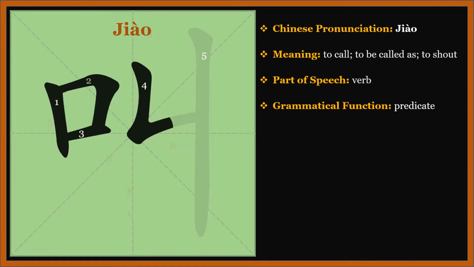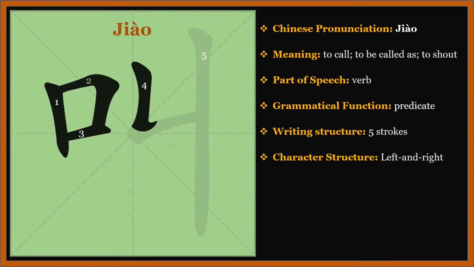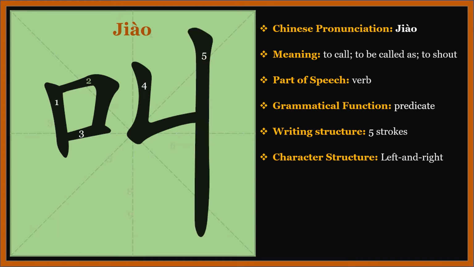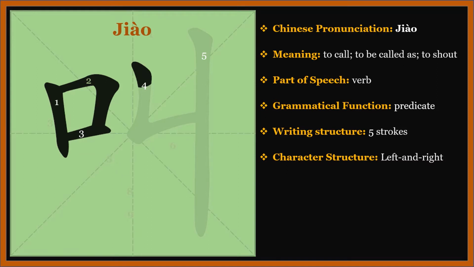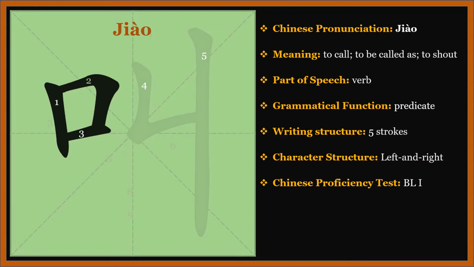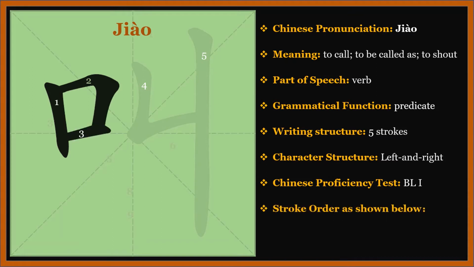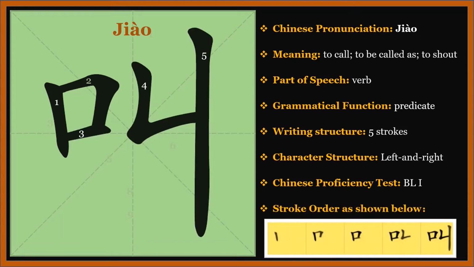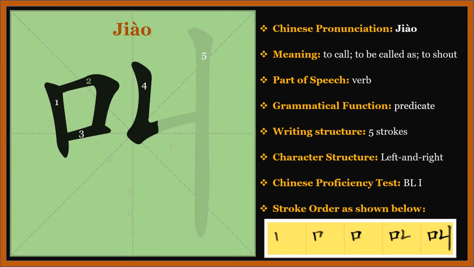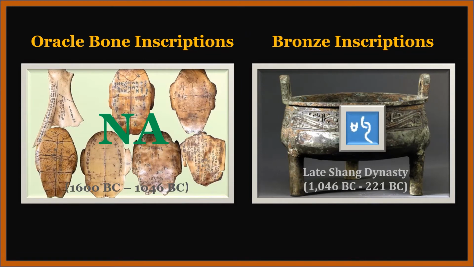From the animated image on the left, you can see this character is composed of 5 writing strokes with the left and the right structure. This character is listed as one of the most frequently used beginner level 1 characters in a Chinese proficiency test, or HSK. The writing stroke order of this character is shown as follows. This character was not found in oracle bone inscriptions, but it appeared in the bronze inscriptions in late Shang dynasty in Chinese history.